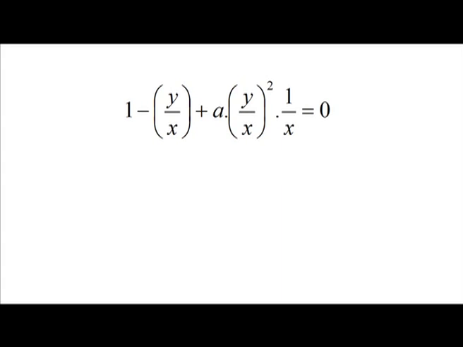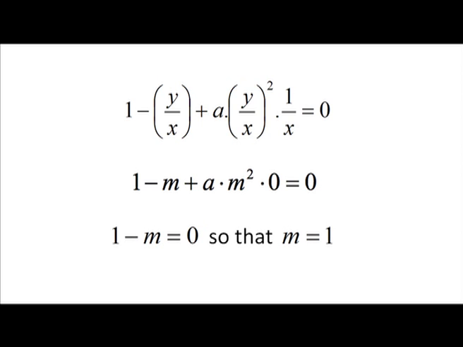To find limit x goes to infinity, y by x, we divide this equation by x cube, so that 1 minus y by x plus a into y by x square times 1 by x is equal to 0. Let x goes to infinity, then we have 1 minus m plus a into m square into 0 is equal to 0. This gives 1 minus m is equal to 0, so that m is equal to 1.